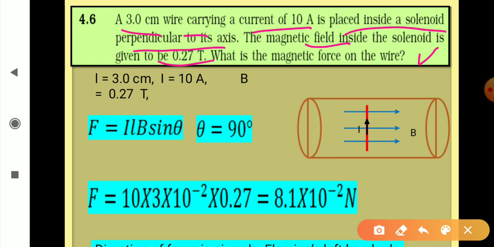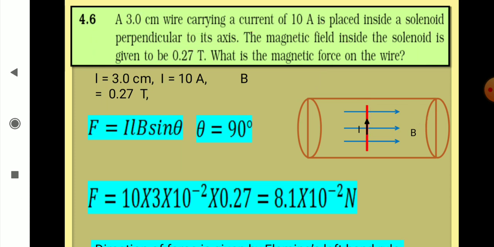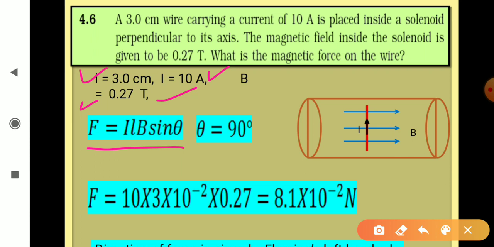So here I have drawn a solenoid with magnetic field B, and this 3 centimeter wire is placed perpendicular to it, carrying current 10 ampere. Okay. So current length is 3 centimeter, current is 10 ampere, and magnetic field B is 0.27 Tesla. And you know this relation, F is equal to ILB sin theta. But here the angle between L and B is 90 degree.